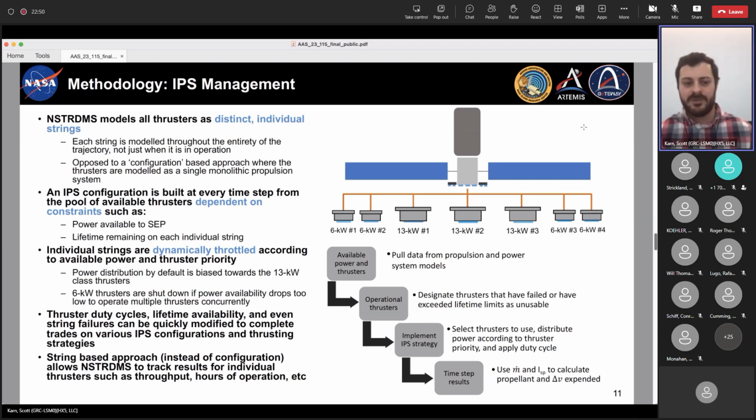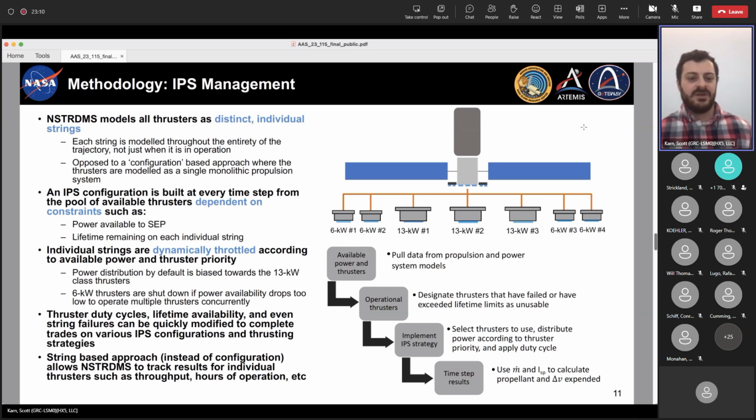So we switch operating points. That comes with different throttle settings for all of our thrusters. If we were to experience a string out thruster failure along the way, we would have to completely change our IPS configuration again. And so the management of the IPS system can get very complicated very quickly.